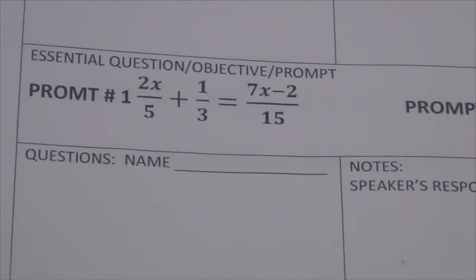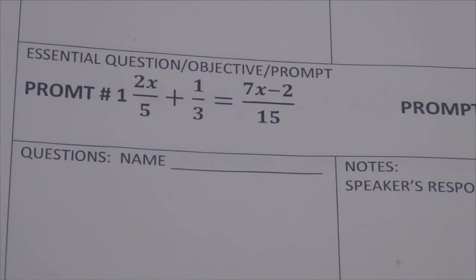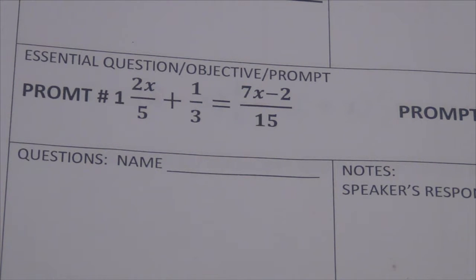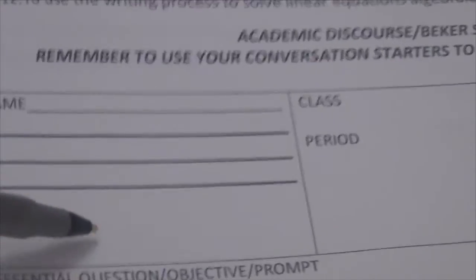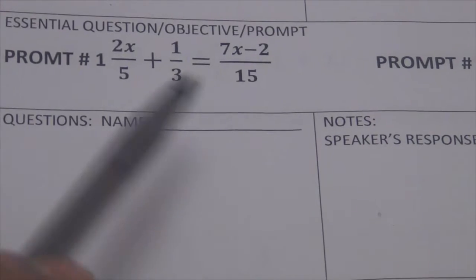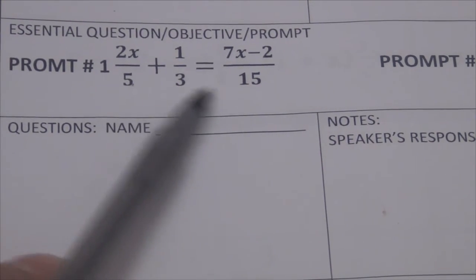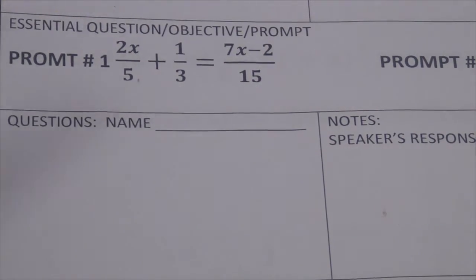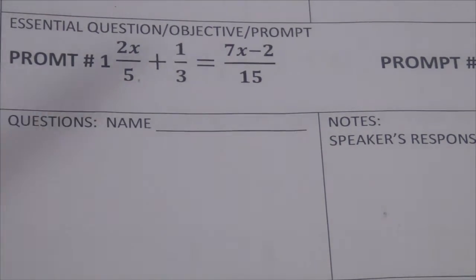So anyway, this is basically for my students, and this is basically the Socratic academic discourse. Write down the names of the people in your group, okay, and start asking questions to the speaker to see how you tackle this problem. What do you see? You see fractions. Is there a way to solve it? How would you do it? Okay.